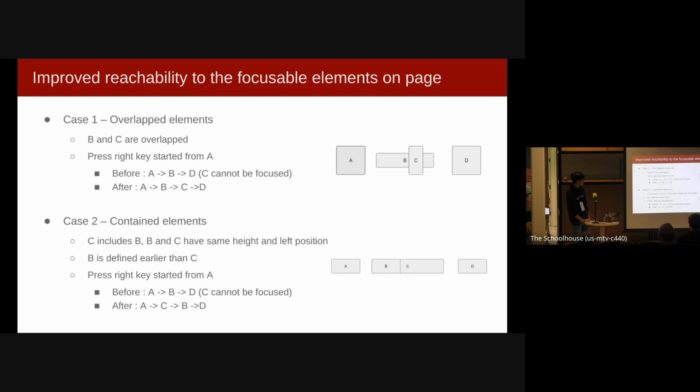The next example is a contained element. As you see in the picture, C includes B, and B and C have the same height and left position, and B is defined earlier than C. When pressing the right key starting from A, previously C could not be focused, but after the improvement, C is able to be selected after A, and then B and D are selected.